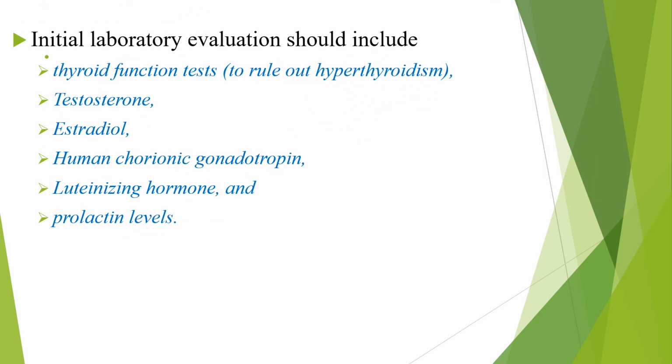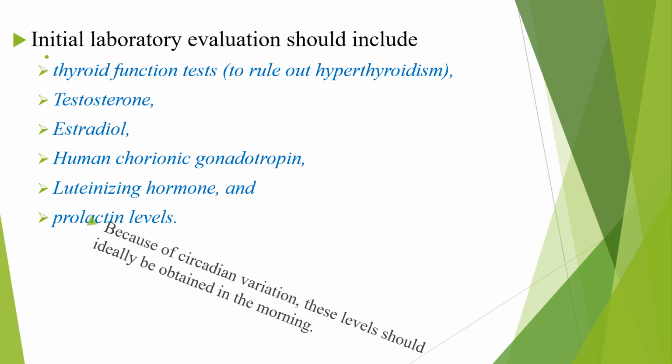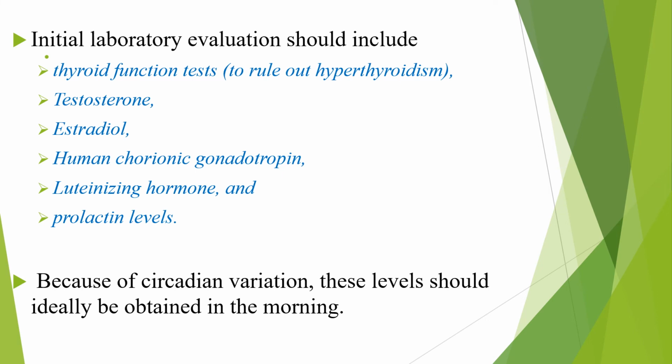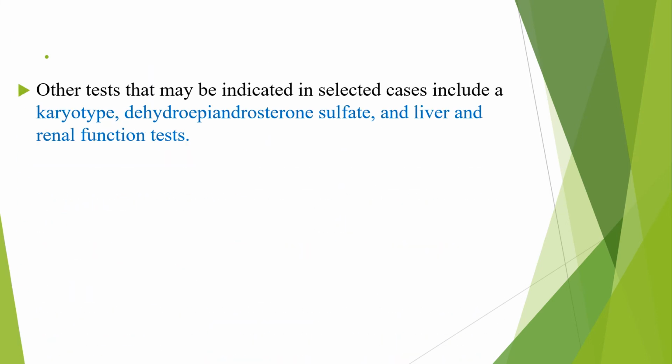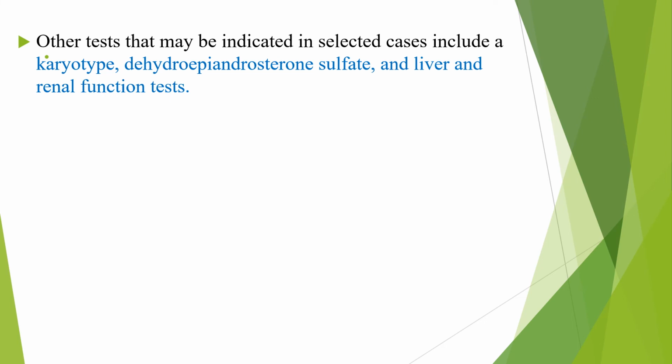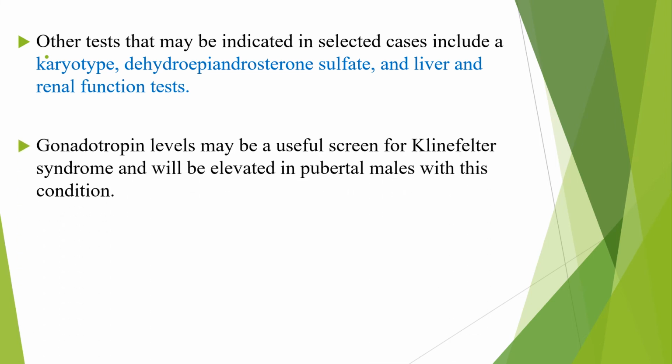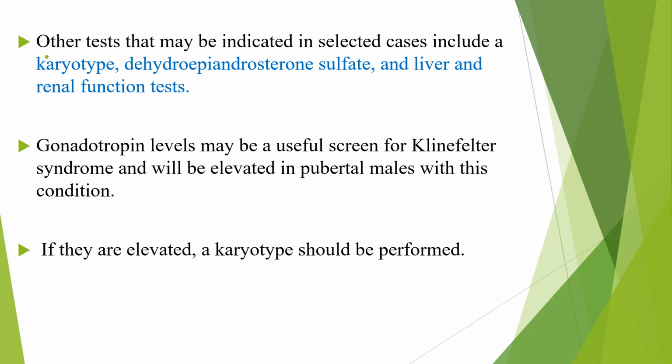Initial laboratory evaluation should include thyroid function tests, because up to 40% of patients with hyperthyroidism have some breast tissue hypertrophy. Testosterone level, estradiol, human chorionic gonadotropin, luteinizing hormone, and the prolactin level should be checked. Because of the circadian variation, this level should ideally be obtained in the morning. Other tests that might be indicated in selected cases include a karyotype, dehydroepiandrosterone sulfate, and liver and renal function tests. Gonadotropin levels might also be a useful screen for Klinefelter syndrome and will be elevated in pubertal males with this condition. If they are elevated, a karyotype should be performed to confirm Klinefelter syndrome.